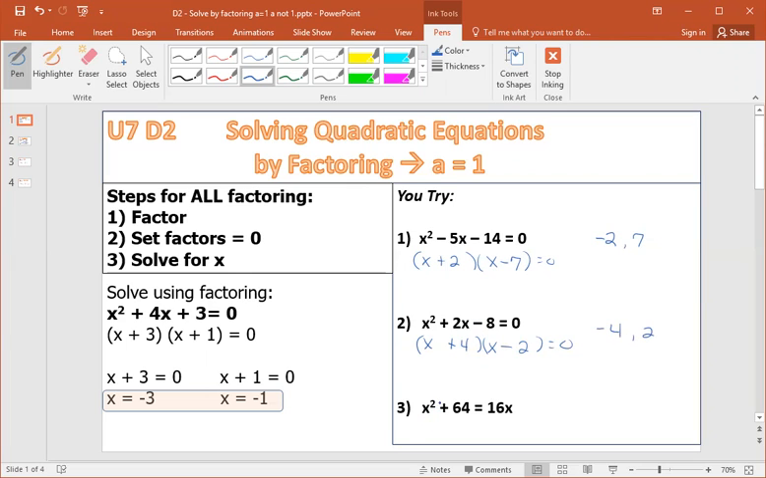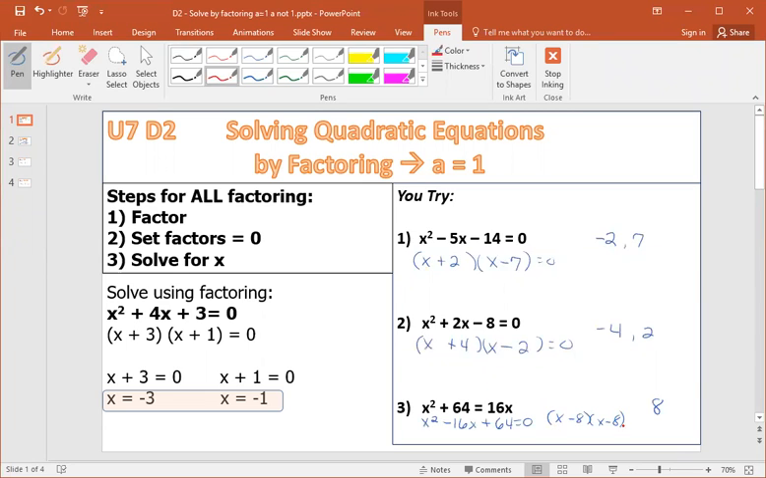Okay, with this last one, we need to make sure we bring the 16x across. So x squared minus 16x plus 64 is now equal to 0. Okay, and that's going to break down to x minus 8 and another x minus 8. Now in this case, there's only one 8. The solution is only listed once. You do not list them twice.